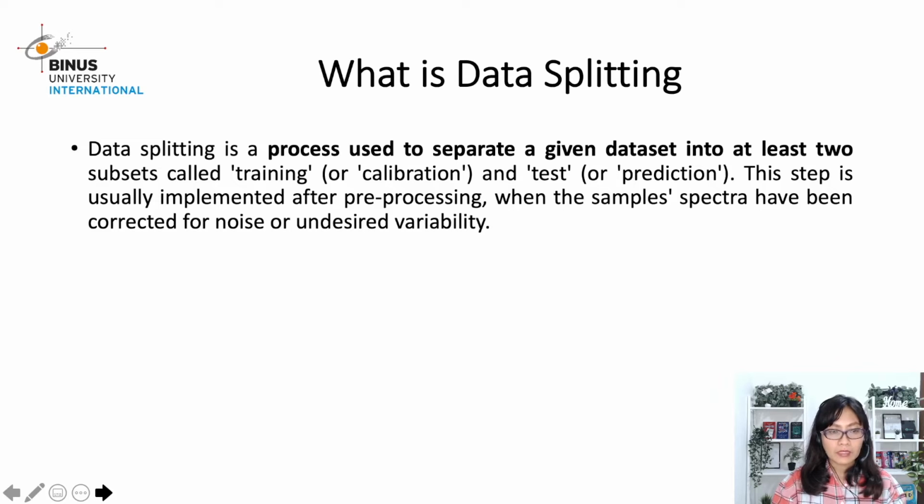Data splitting is a process used to separate a given dataset into at least two subsets called training and test. This step is usually implemented after pre-processing, when the sample spectra have been corrected for noise or undesired variability.